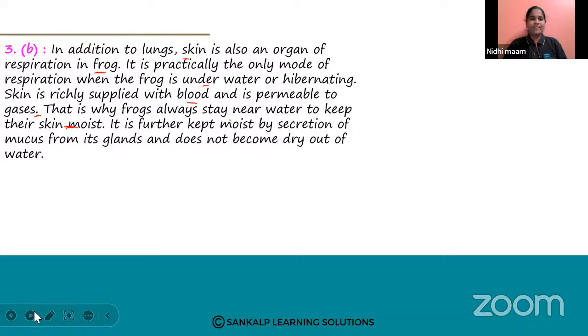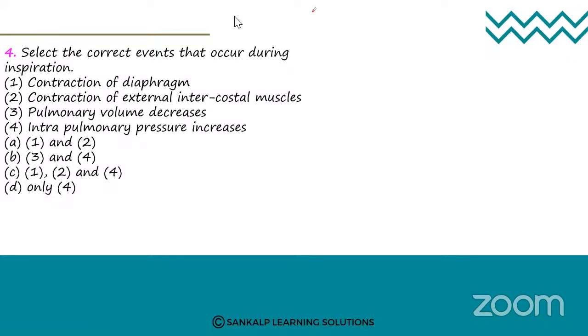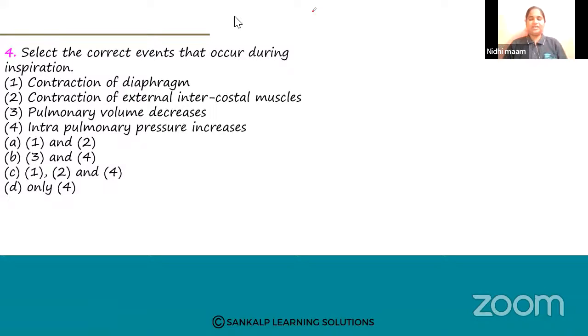Okay, next. Select the correct events that occur during inspiration. We discussed inspiration recently, right? So what events happen during inspiration, meaning when the air is getting inside, what will happen? Contraction of diaphragm, contraction of external intercostal muscles, pulmonary volume increases, intrapulmonary pressure, meaning pressure within the lungs, decreases.